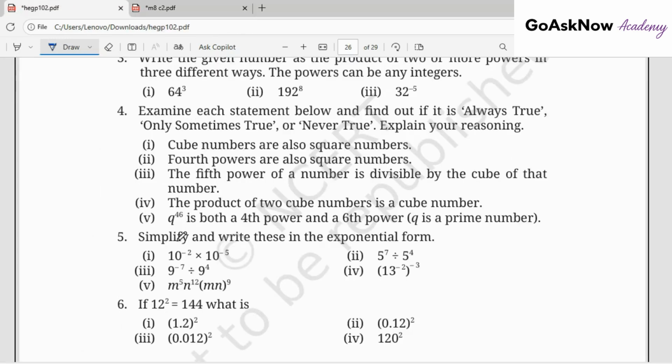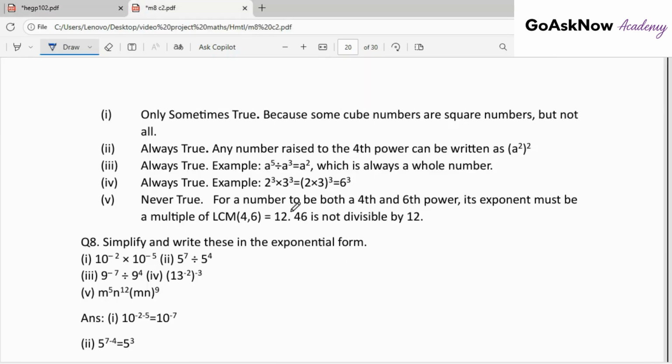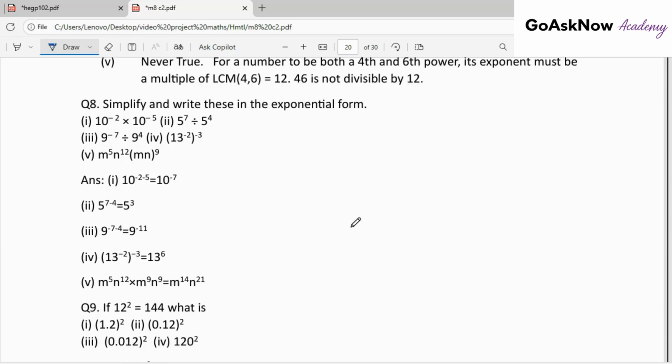Next, q power 46 is both a fourth power and a sixth power. Q is a prime number. Never true. For a number to be both a fourth and sixth power, its exponent must be a multiple of the LCM of 4, 6, which is 12. 46 is not divisible by 12.